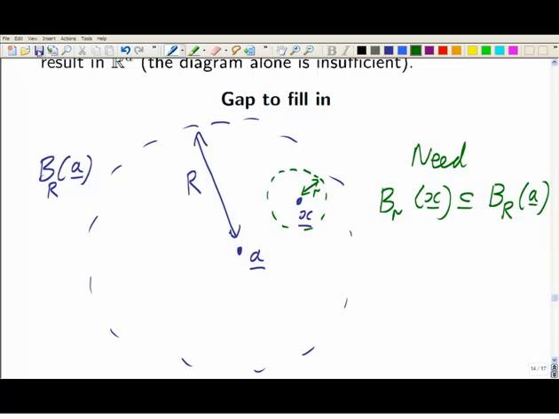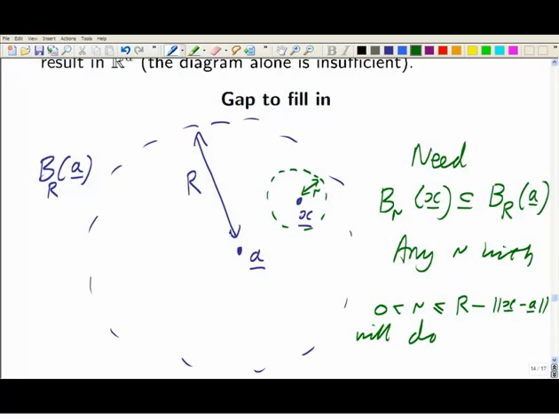Now I usually would let you think about this sort of thing, but because we started a bit late today, I will, for once, just give you the answer. We need a positive real number little r that will do this, and we'll see that any little r with naught less than little r less than or equal to big R minus the norm of x minus a will do.